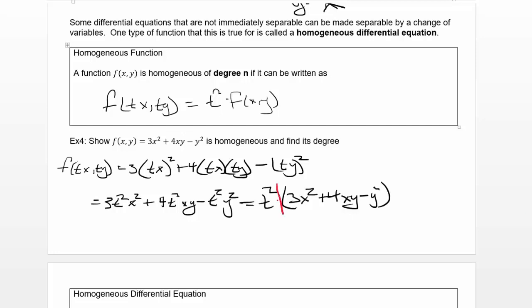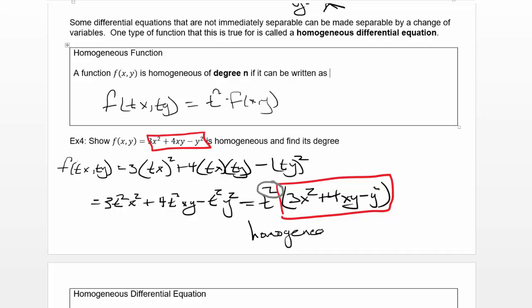And note that this is in fact the original function. So therefore, f of tx comma ty is in fact t squared times f of x comma y. This means that this is in fact homogeneous, and the degree is whatever this exponent is, which is in fact 2. So this is homogeneous of degree 2.